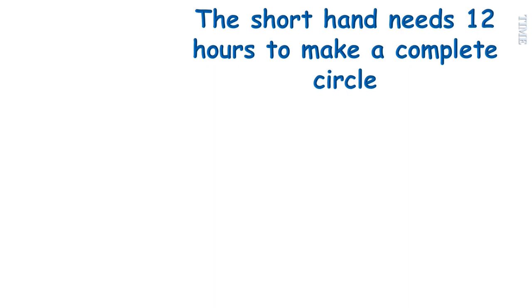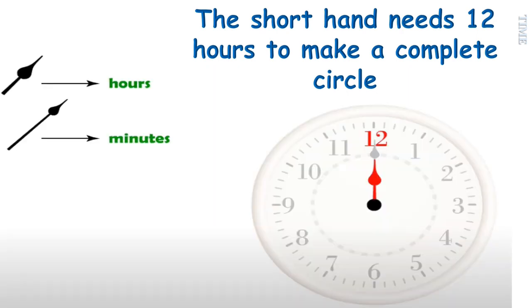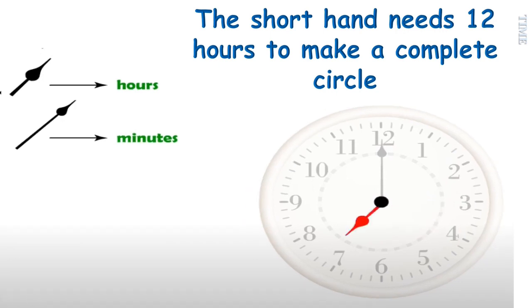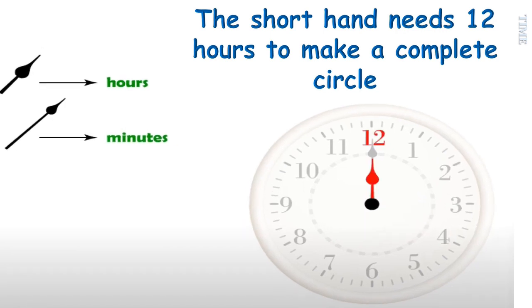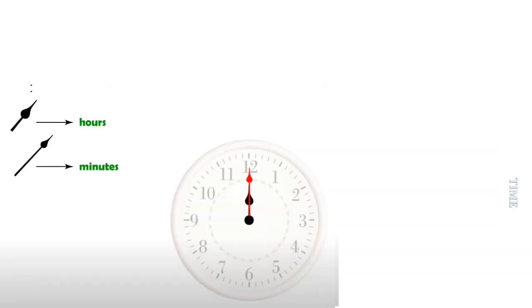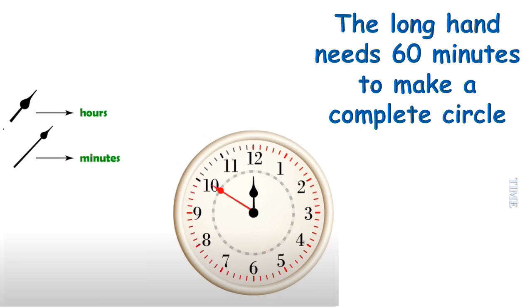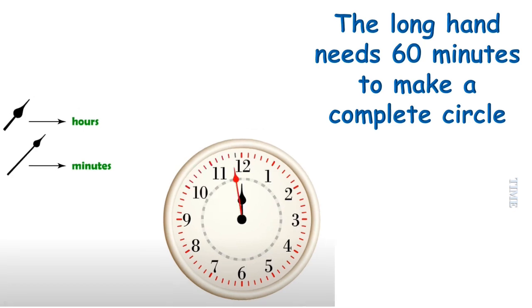Now let us see how it completes a circle here. The hour hand starts at 12 and goes in a circle through 1, 2, 3 and so on until it goes back to 12. And the minute hand also goes in a circle starting from here to 1, 2 and it moves on and then it completes a circle. So to know how many minutes are there in one cycle, we can count it. So the long hand needs 60 minutes to complete a circle here.